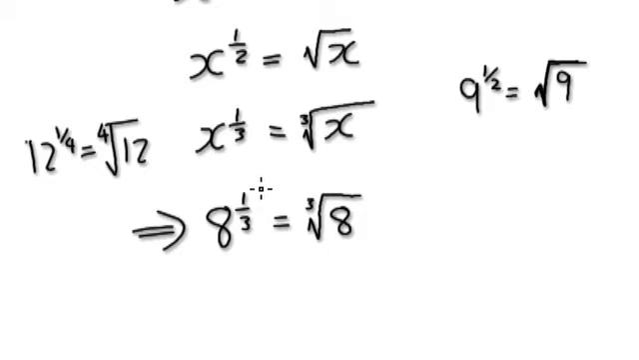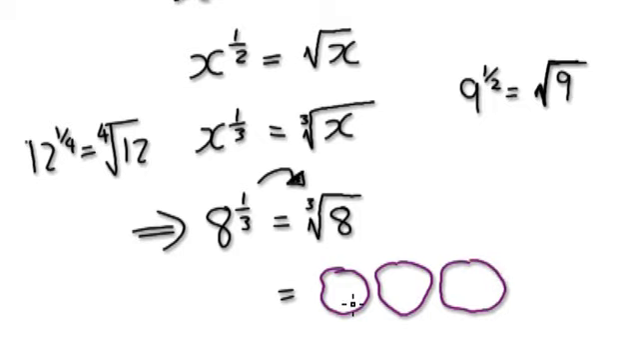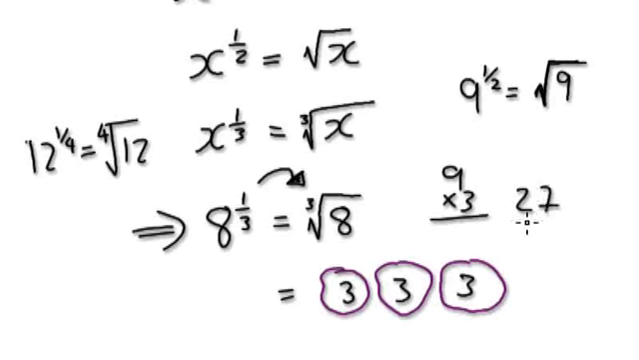8 to the power of a third. It's hard to understand what a power of a third means. So jump to this, and then what this means is, look for a number which, when you times it by itself, gives you 8. Well, you could try 3. 3 times 3 would be 9, and then times 3 again would be 27. So 27 doesn't equal 8, and 3 is not the right answer.